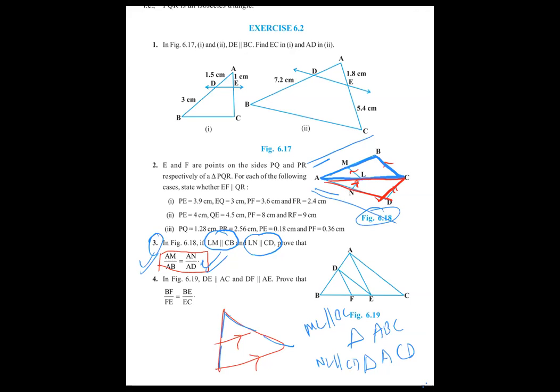I have marked the triangle ACD. This is the first triangle. This is the second triangle. In the first triangle, these two are parallel. In the second triangle, these two are parallel. Yellow color. Based on that, please apply the basic proportionality theorem. First, draw the figure. Don't use the book figure. Draw it in your copy and apply the basic proportionality theorem.